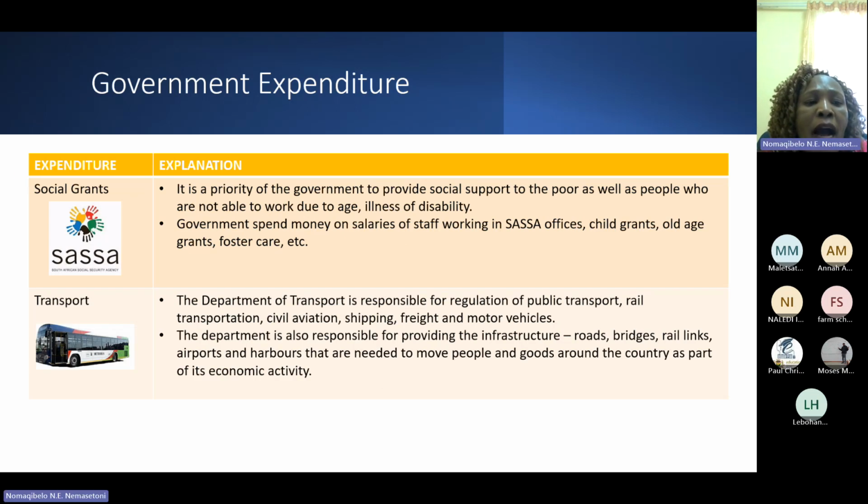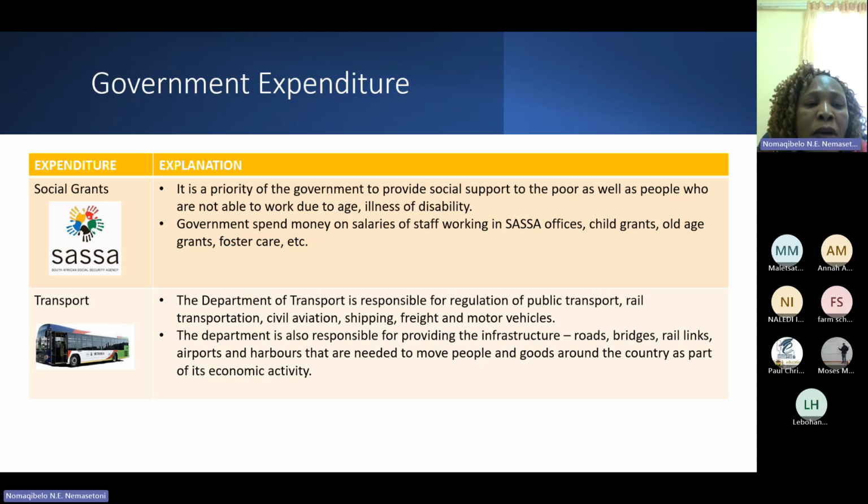And then the third one, we also spend money as a government on social grants. It is a priority of the government to provide social support to the poor, as well as people who are not able to work due to age, illness, or disability. The government spends money on salaries of staff working in SASSA offices, child grants, old age grants, and foster care.